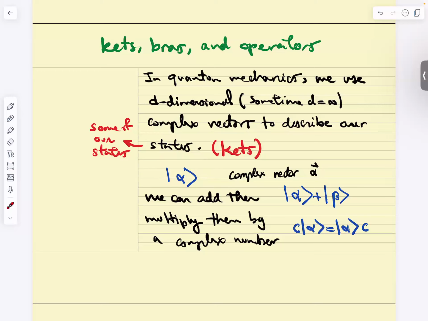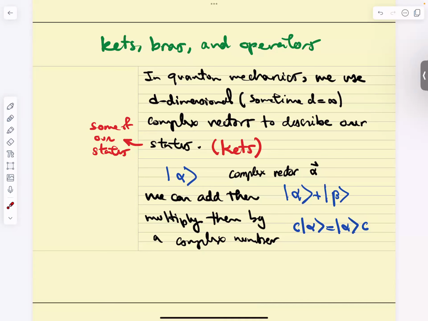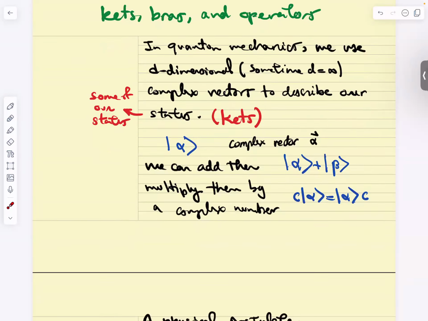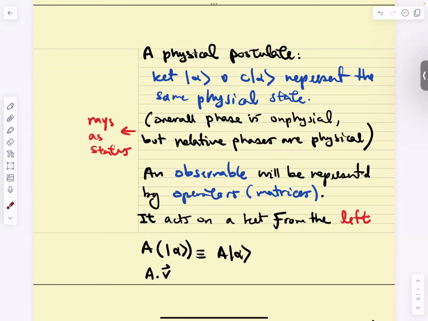In a vector space, you could add vectors. Here I'm adding two different vectors that I'm labeling alpha and beta. You could multiply vectors by a complex number because it's a complex vector space, and it doesn't matter whether you put the number on the left or on the right. It's just a number. So a complex vector space basically has an addition operation and a multiplication by a complex number, a scalar.